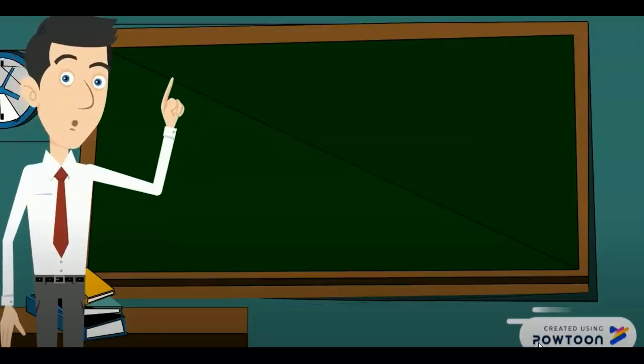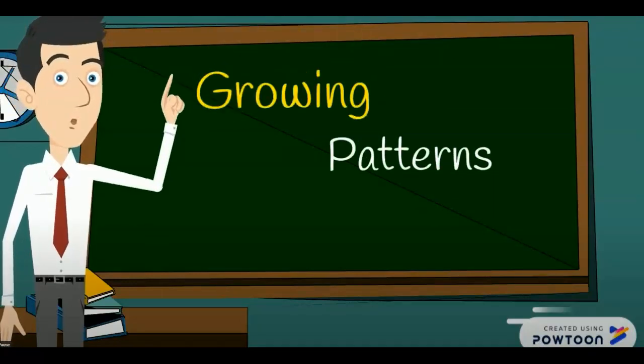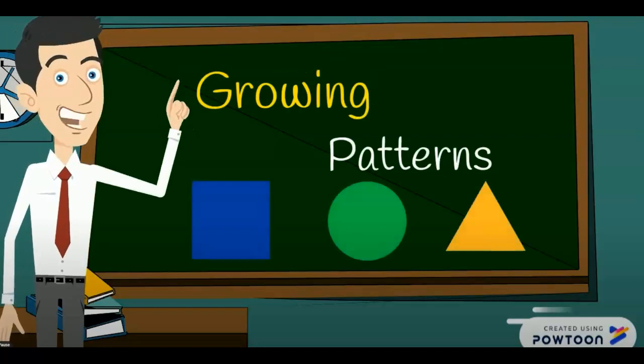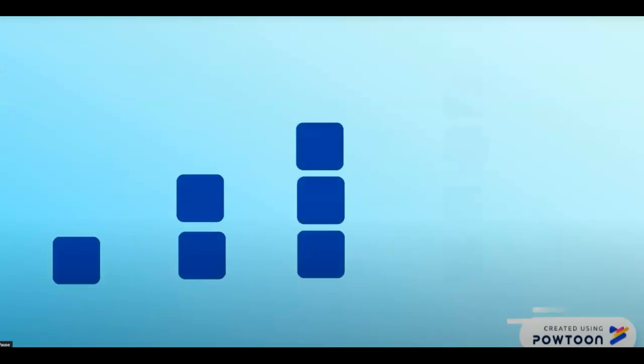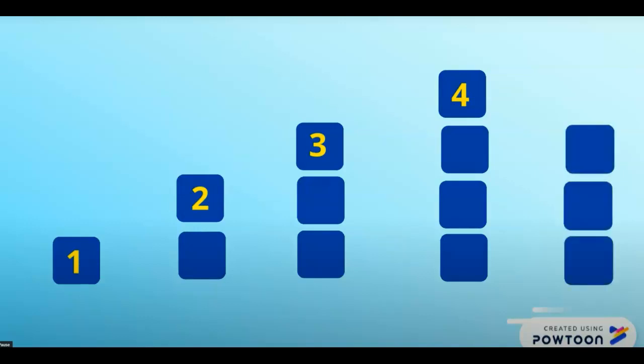Hello grade 1. Today we continue our work on patterns, but today it's a bit different. Today we are growing patterns, and we're going to use shapes rather than numbers. This pattern uses squares. We can see the first one just has one square. The next one has two squares, then three, and finally 4. So what would be next if we wanted to grow or extend this pattern? Have a quick think. What answer did you get? Count with me. 1, 2, 3, 4, 5. Easy, right?